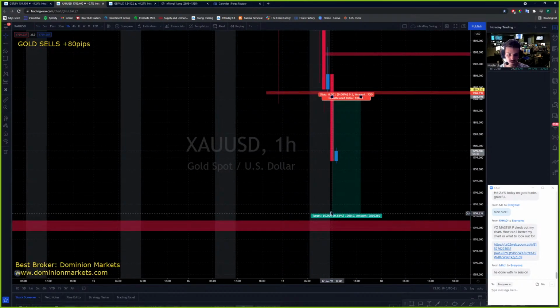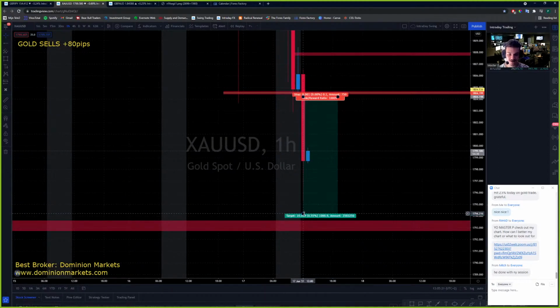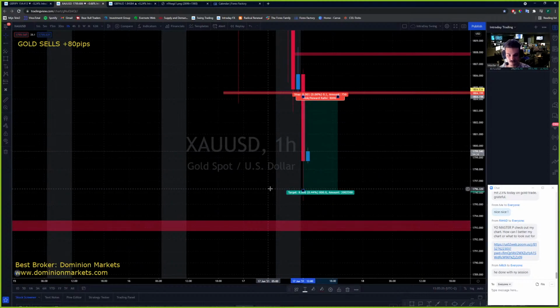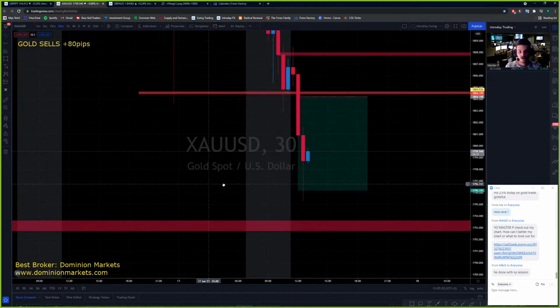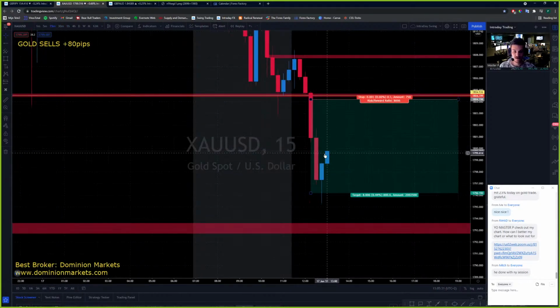So you see, price never hit 100 pips, guys. So I just closed 80. 80 was pretty good. I think it will just pullback. Yeah, 100%. But I don't want to be in the pullback. I want to sell after the pullback to go back down.